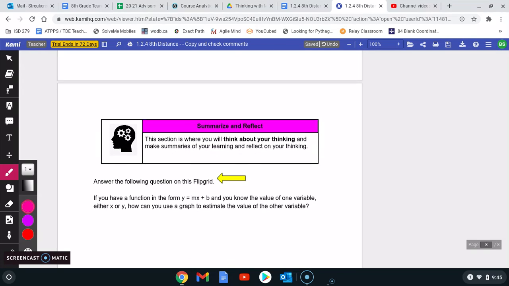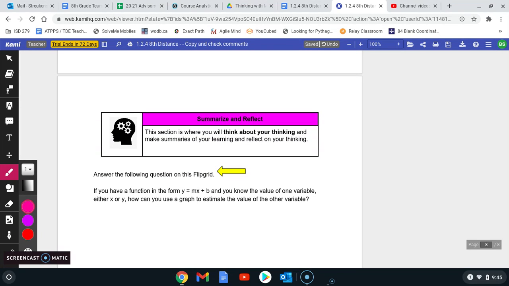Once you're done with those two questions, you can answer the question on this Flipgrid. The question is, if you have a function in the form y equals mx plus b, and you know the value of one variable, either x or y, how can you use a graph to estimate the value of the other variable?